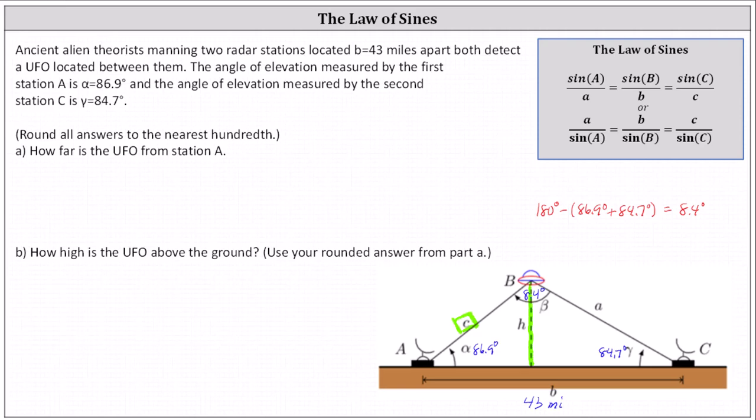Starting with the length of side C, we have the length of side C divided by the sine of angle C, which is the sine of 84.7 degrees, equals the length of side B, which is 43 miles, divided by the sine of angle B, which is the sine of 8.4 degrees. And now to solve for C, we'll multiply both sides by the sine of 84.7 degrees.